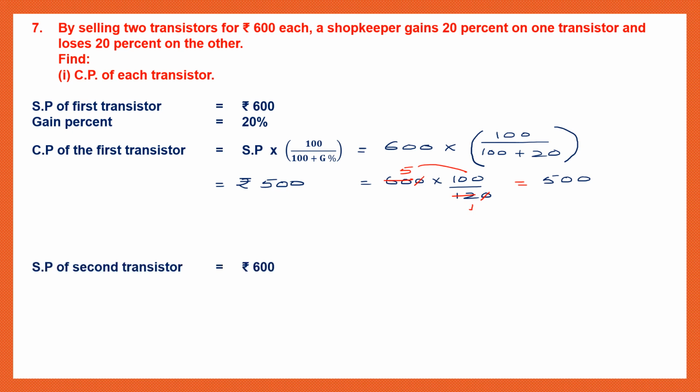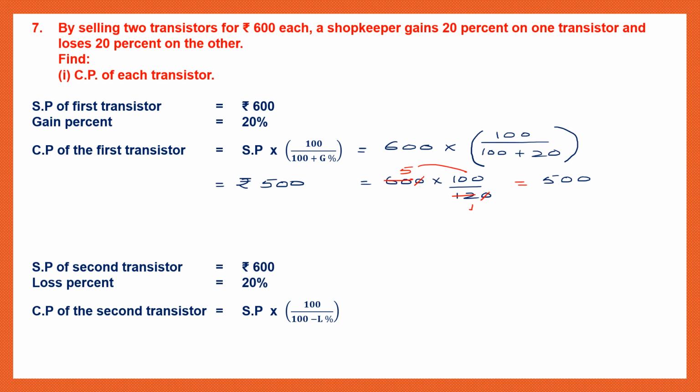Now for the second transistor, the selling price is the same, 600 rupees, but this time there is a loss percent of 20%. So to find the cost price, we should say selling price into 100 by 100 minus loss percent. So selling price is 600 into, in brackets, 100 divided by 100 minus loss percent, minus 20%. So this will be 600 into 100 divided by 100 minus 20, which is 80.